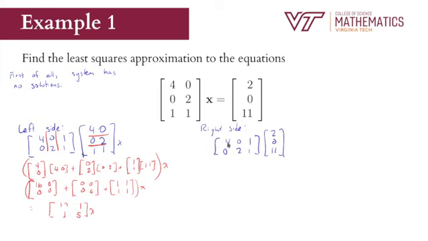So let's try the right side. This is just a linear combination. It's just 2 times the first column and 0 times the second column and 11 times the third column. So that's [8; 0] plus [0; 0] plus [11; 11], which is [19; 11].